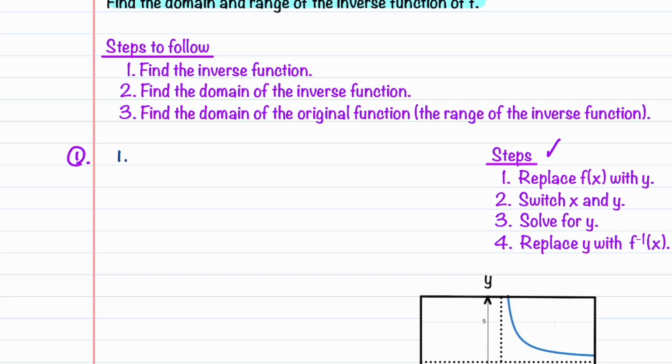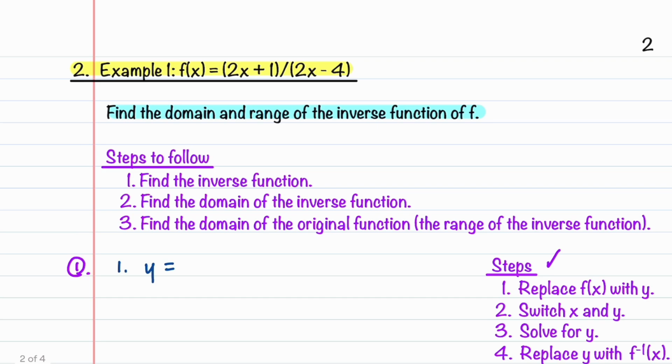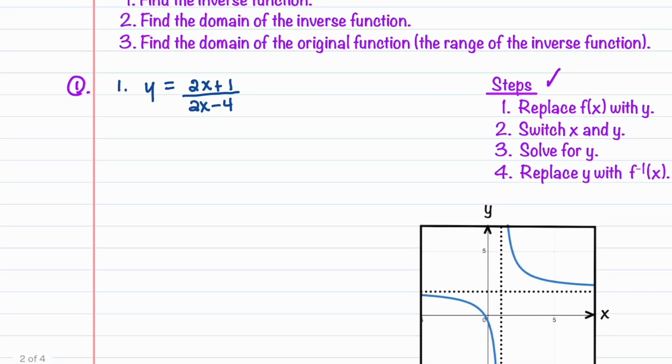So our first step to find the inverse function is we're going to replace f of x with y. Looking up above, we have y equal to, let's pull it down here so you can see it, y equals 2x plus 1, all divided by 2x minus 4. That's our first step. We're just replacing f of x with y. Our second step is we're going to switch x and y. So wherever we have a y, we're going to put an x, and wherever we have an x, we're going to put a y.